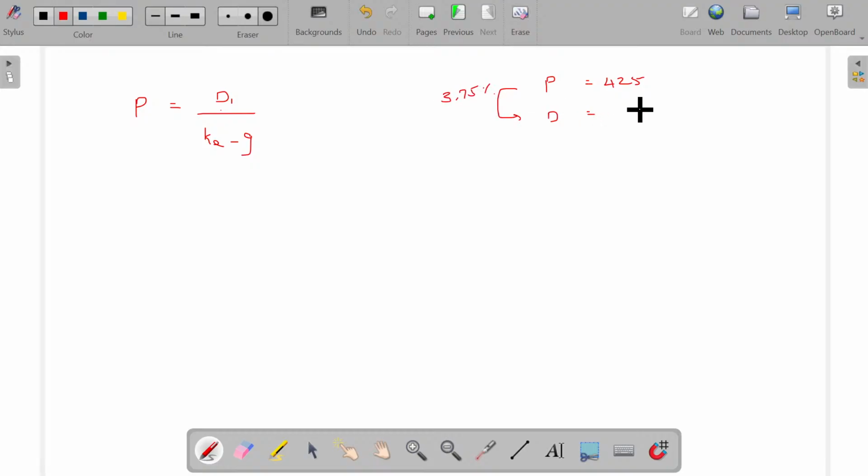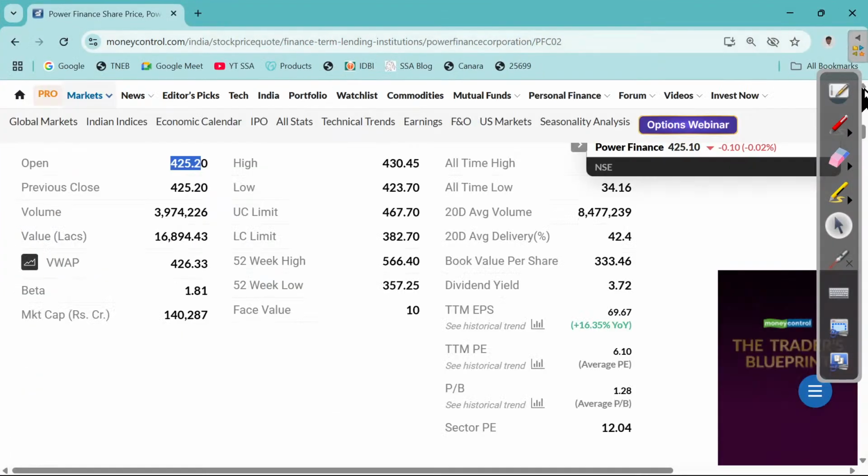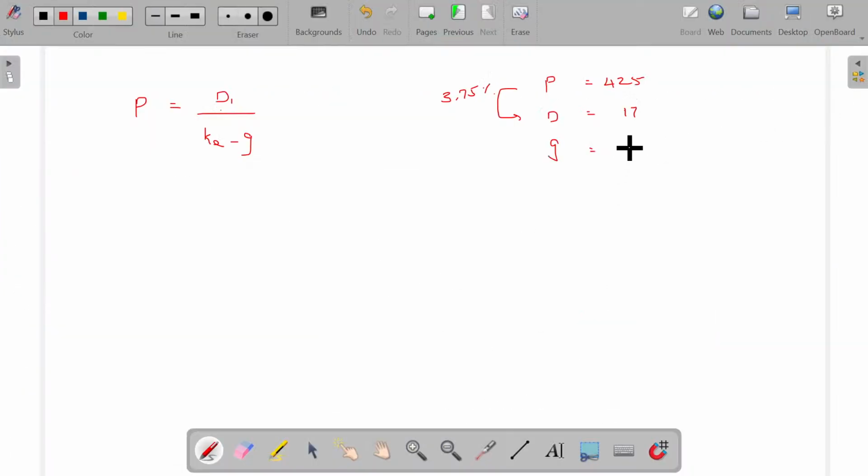Then what about the dividend you are getting? 17 rupees. And growth being, what is the growth rate they have? 16 percentage. We'll make the 16 percentage for the calculation as 8 percentage. We undervalue.